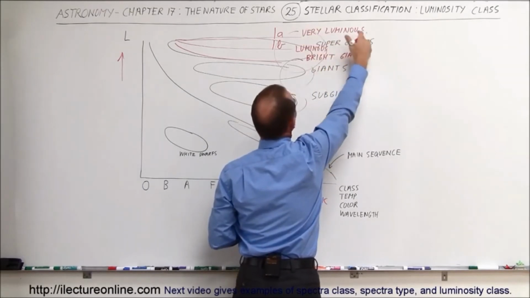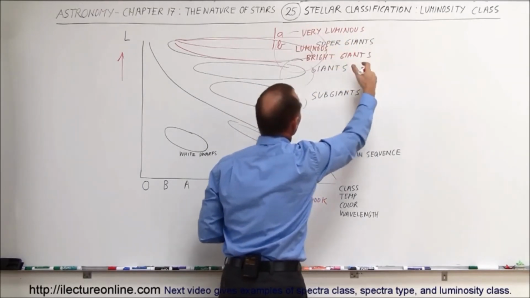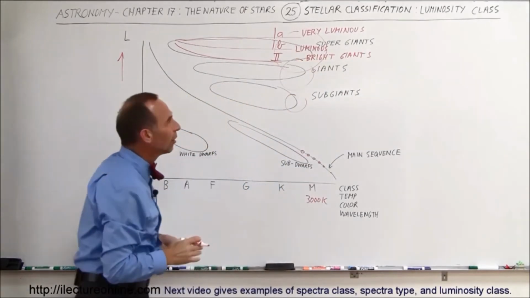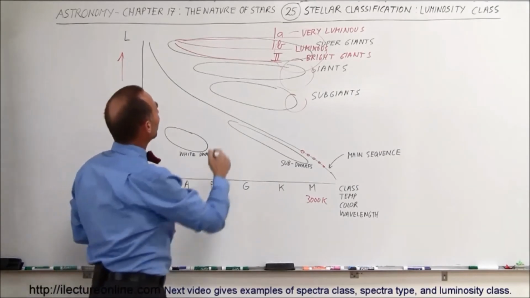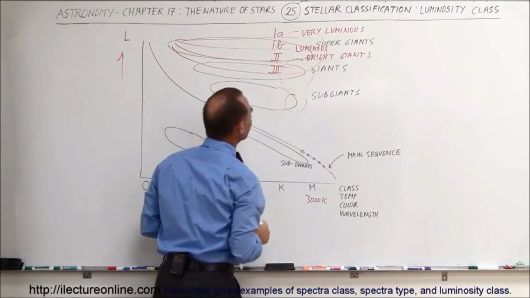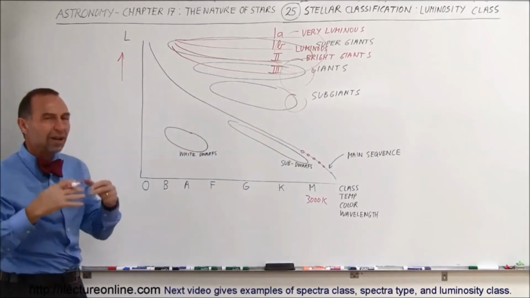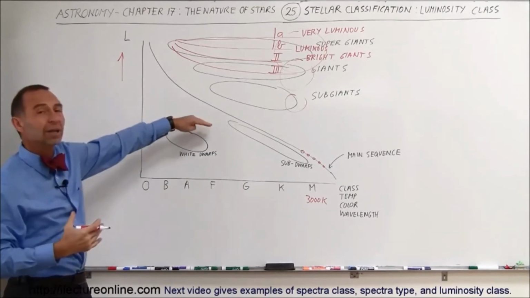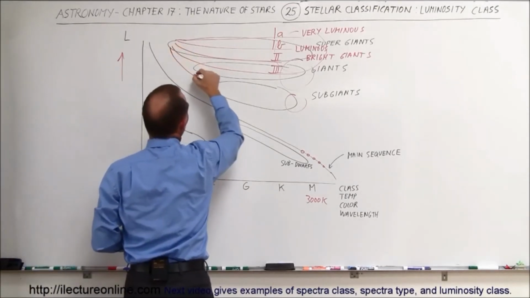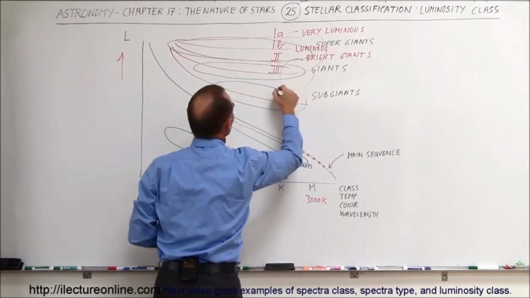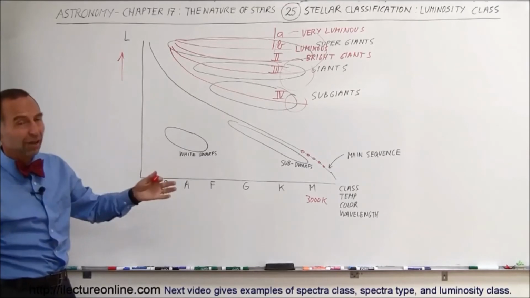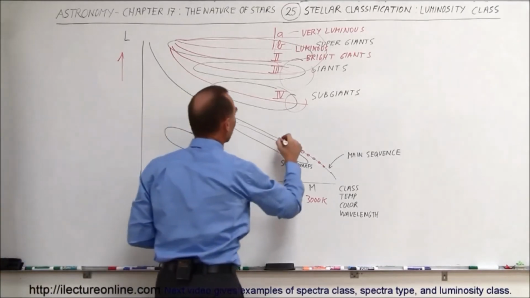So that was the very luminous supergiants, the luminous supergiants, and the bright giants, which was luminosity class 2, and we used the Roman numeral way of classifying those. Then we had the regular type of giants, which was luminosity class 3. And then we had a class of giants which were not quite as big as a typical red giant, but much bigger than the main sequence stars, so we call them subgiants. Those could also be recognized as having a different spectrum, so we call that luminosity class 4 for the subgiants. And then finally we end up on the main sequence, where of course the vast majority of the stars are, and so we call that luminosity class 5.